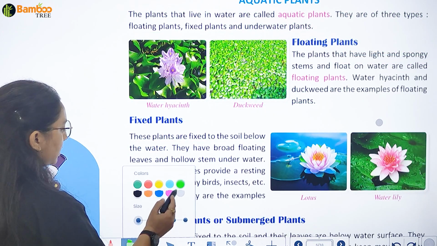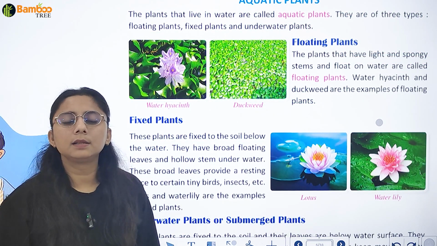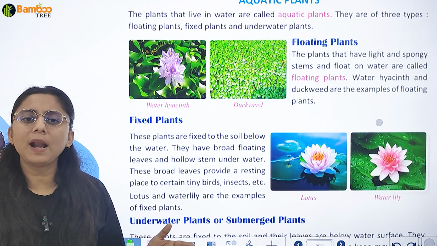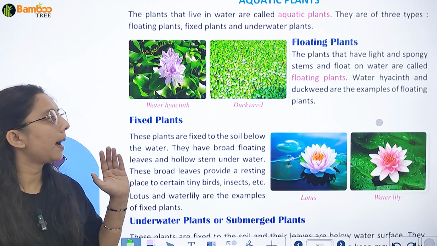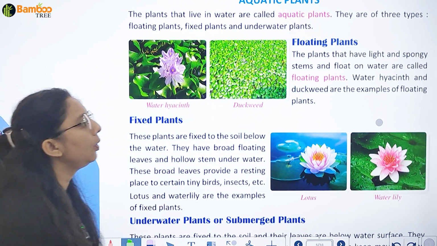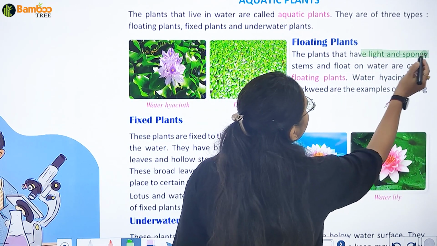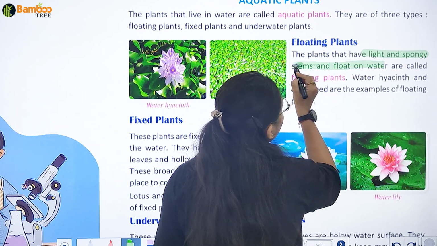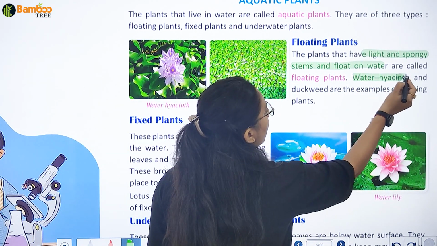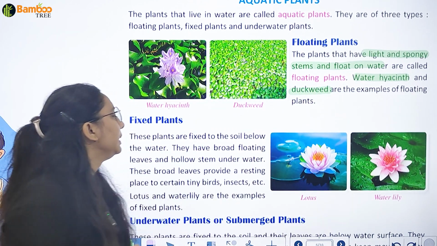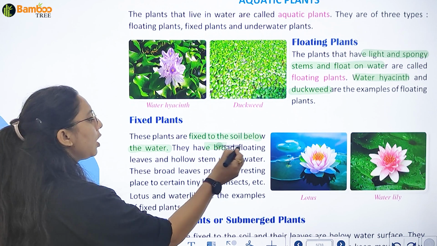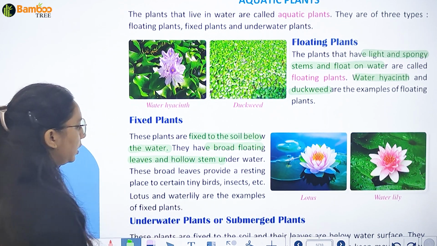Then we have aquatic plants. Aquatic plants are the plants that grow in water. They are of three types: floating plants, fixed plants and submerged or underground. First is floating. These plants have light and spongy stem and float on water. Water hyacinth or duckweed is an example of floating plants. Then we have fixed plants that are fixed to the soil below the water. They have broad floating leaves and a hollow stem.